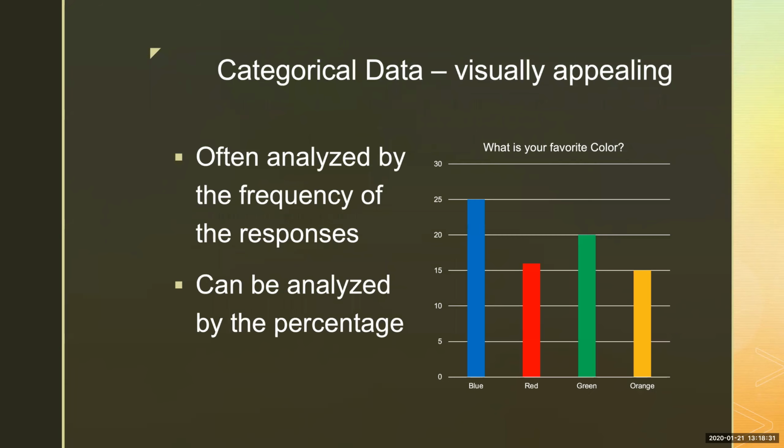There's no hierarchy again. And when we get an example of categorical data, well, the one thing about it is it's usually very visually appealing because they're often analyzed in a frequency. And when you go to create a frequency distribution, or as you can see here, what is your favorite color? You had people respond, and we have blue, red, green, and orange. Well, it's neat. We can color those bars to make them match the color and make it really visually appealing. We can put that out there. People like it. It looks good. We could also use the percentage. If there were 100 people, 25%, 16%, 20%, and 15% responded.